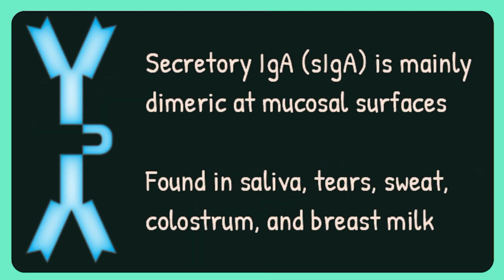Secretory IgA, SIgA, is mostly found as a dimer at mucosal surfaces. You can find it in saliva, tears, sweat, colostrum, and breast milk, where it helps protect the body from invading pathogens.